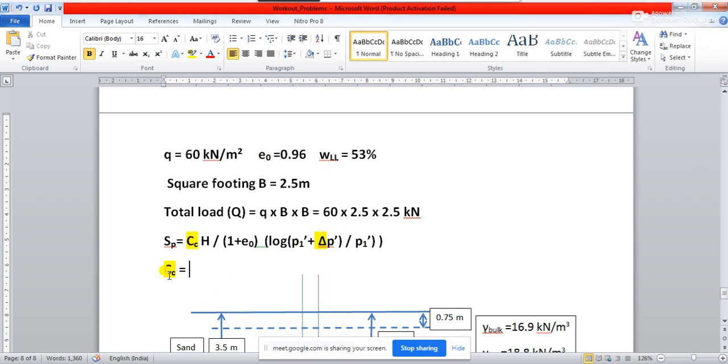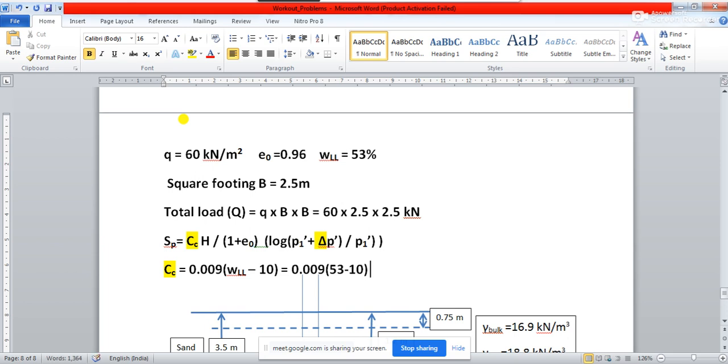How do you find out CC? With the help of what can we find out CC? 0.009 into WL minus 10. Yes, 0.009 into WL minus 10. So WL needs to be put in as 53%, right? So the formula for CC is 0.009 into WL minus 10. So we can write 0.009 multiplied by WL, in this case 53, minus 10.